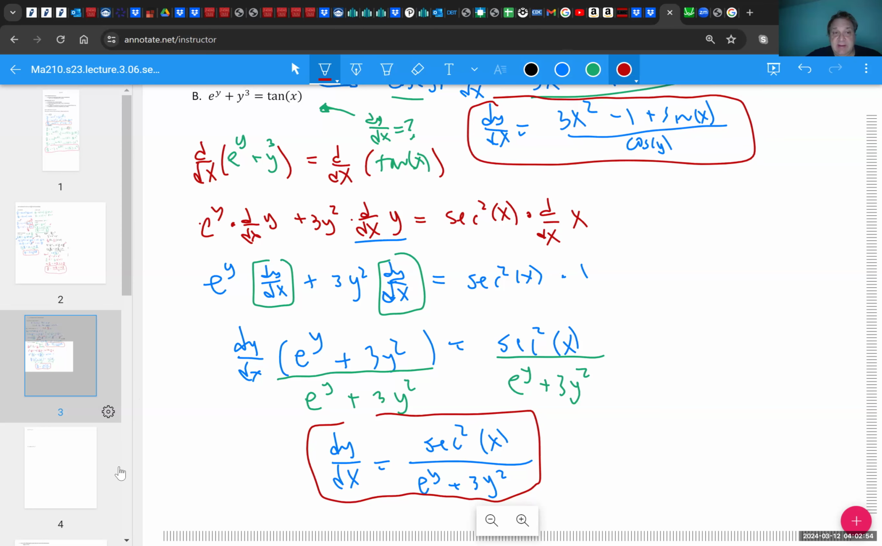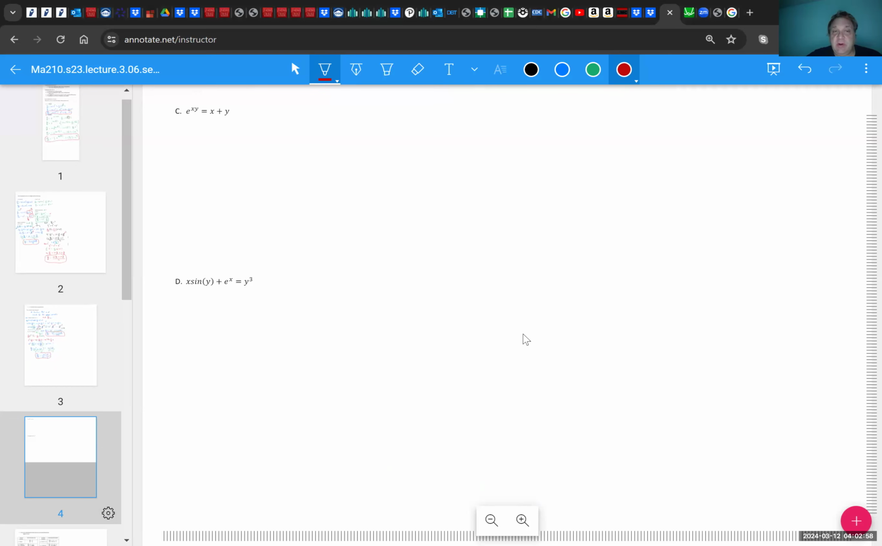All right, how about that? All right, so I do have some more examples of implicit differentiation. I have examples C and D here.